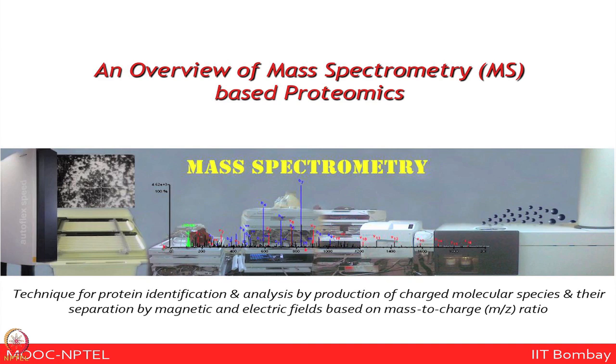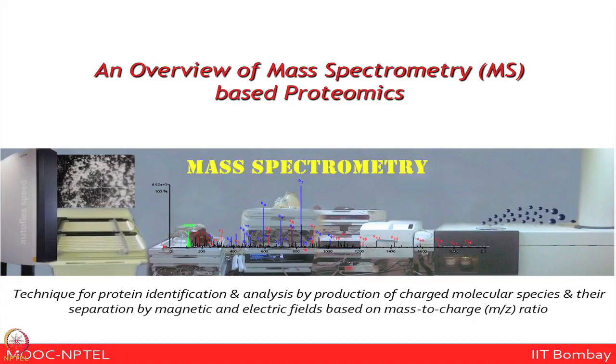I will probably give a separate lecture in my next lecture focused on MS based proteomics, but let us get a very brief overview of mass spectrometry based proteomics. Mass spectrometers aim to provide information based on the mass to charge ratios of your peptides, to give you identification and quantification. To achieve that, you separate these ions in electric and magnetic fields. The definition mentioned here is that this is a technique for protein identification and analysis by the production of charged molecular species and their separation by magnetic and electric fields based on their mass to charge ratio.